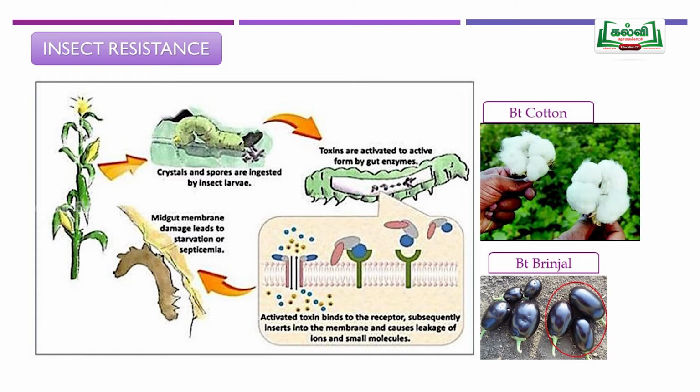gut region, and leakage of the ion channel takes place. Due to that leakage, the cell content leaks out, and eventually the organism dies. That means the insect dies. This technique is highly useful for insects such as dipteran and coleopteran. Nowadays the Bt cotton variety has been introduced and commercialized, and Bt brinjal is waiting for commercialization. The government has not yet given permission for it.